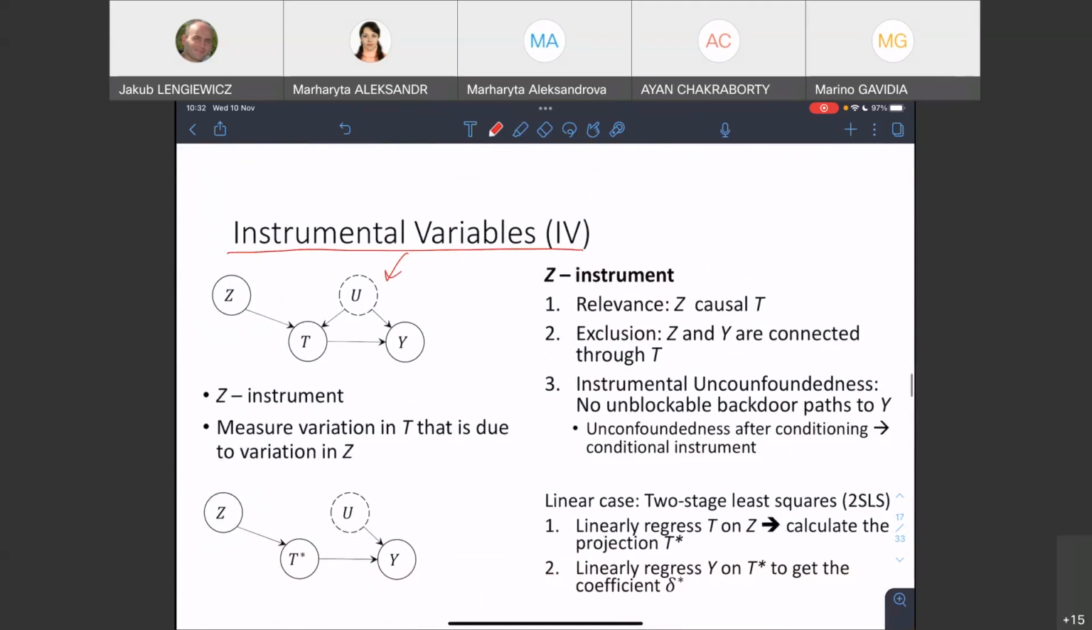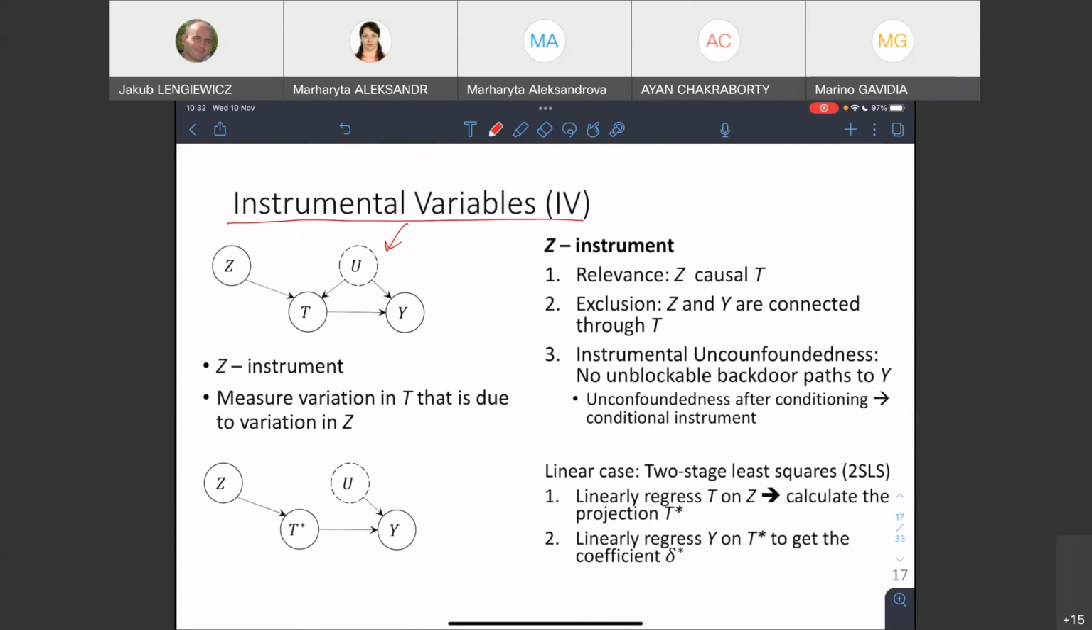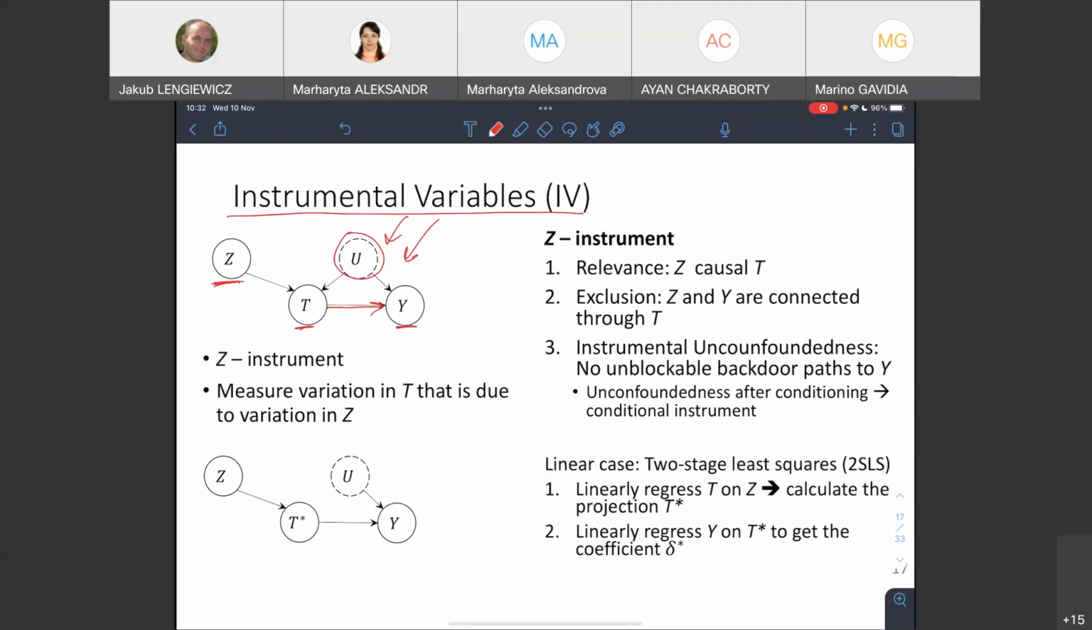To be able to use instrumental variables, we need to have a particular structure. And this is a canonical representation. We have the treatment, we have the outcome, there is a directed path, but there is an unobserved confounder, so we cannot use the backdoor adjustment. However, there is another variable Z that we'll call an instrument, and it is a valid instrument if it satisfies some conditions.